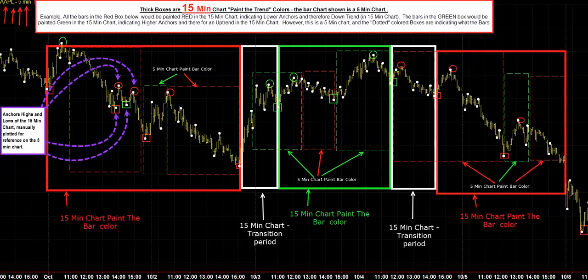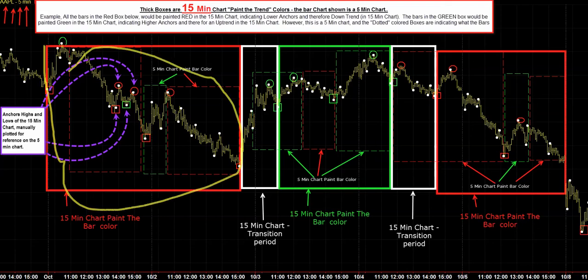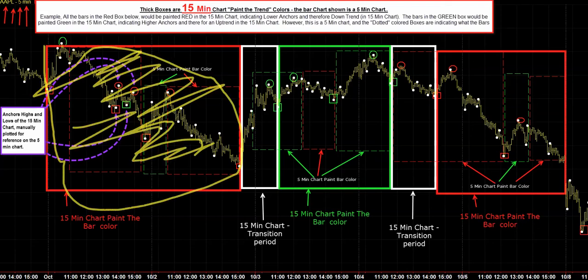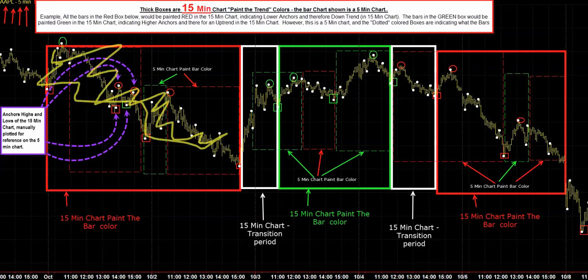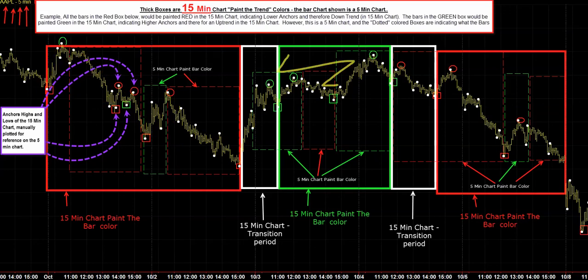So, that said, if we were to be looking at a 15-minute time frame, all this area here in red, all these bars would be in red. Again, this area would be in red. This area would be in green. This area would be in red. All in the 15-minute chart.